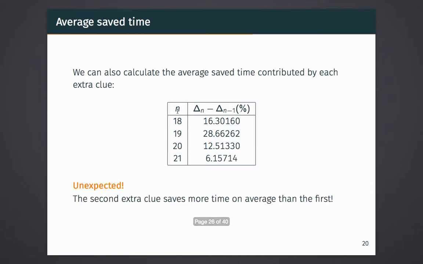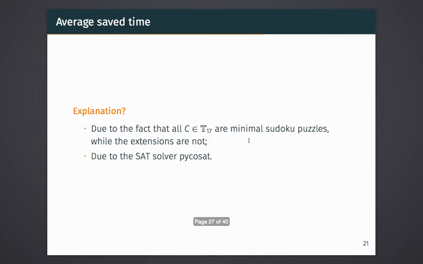strange, namely the second extra clue saves more time on average than the first, while after that, the average saved time by each extra clue decreases, as we expected. So we try to think about some explanation for this phenomenon.